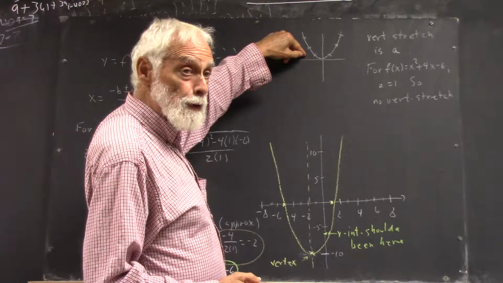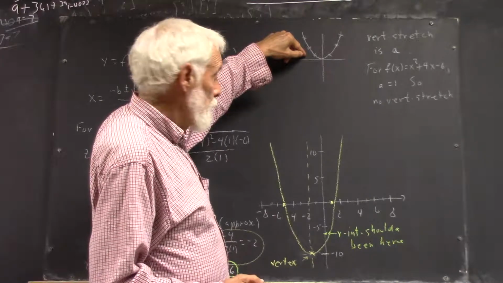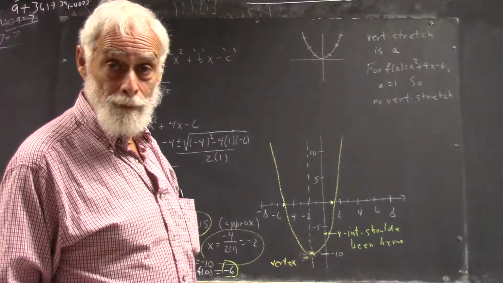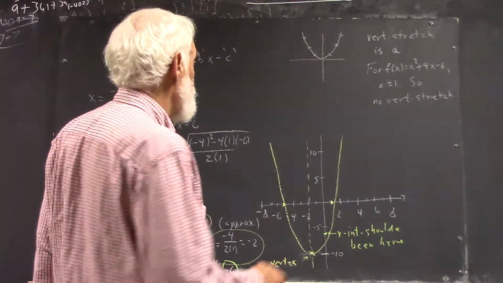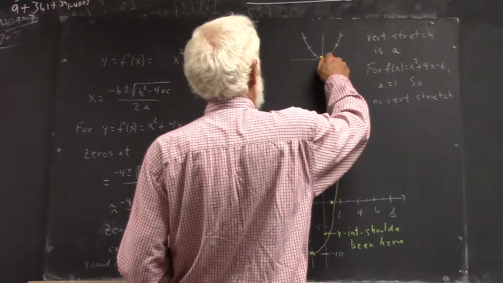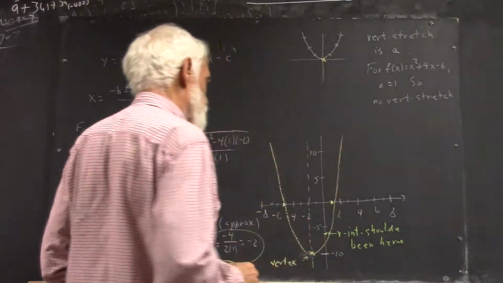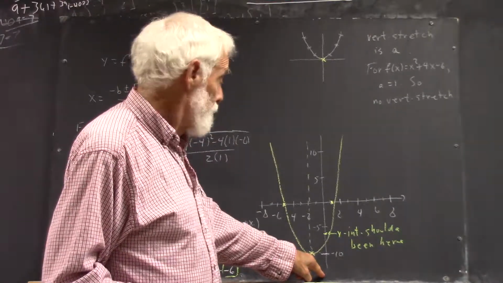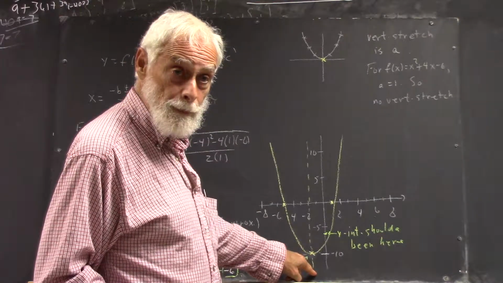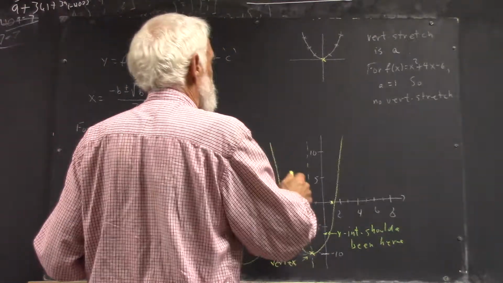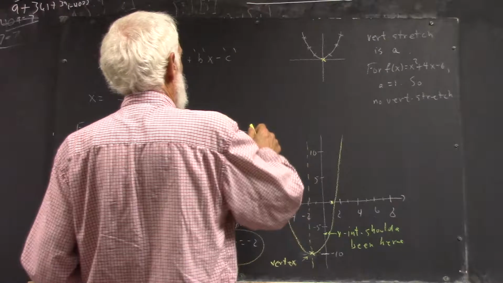Okay, so we got some points here. Now, we've got to shift these points. In particular, we've got to shift the vertex. We've got to shift it down 10 units and 2 units to the left, right?